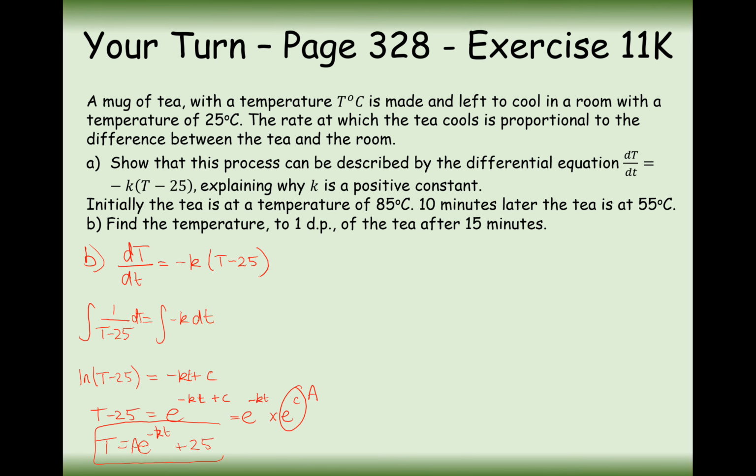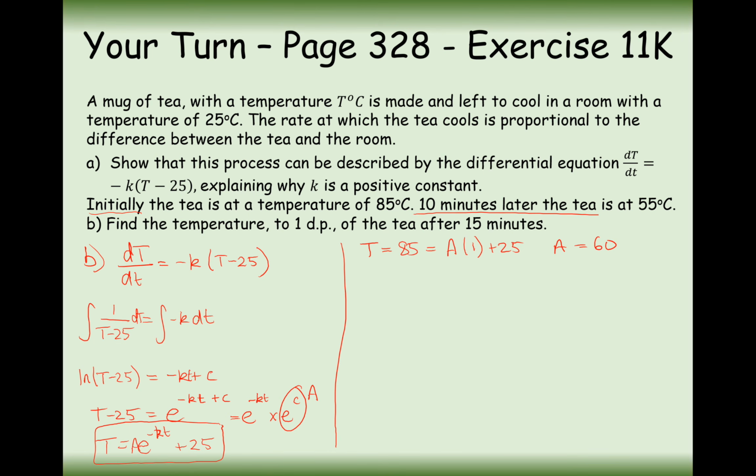So now we have an equation that we can start substituting values into. We know initially that the temperature was 85 degrees Celsius. So T equals 85 when the time was equal to 0. In this case we're going to have A times 1 plus 25, so A is going to equal 60. Where did this 1 come from? Well, it's e to the power of 0, so that's going to be 1. So take away 25 from both sides, and we get A is equal to 60.